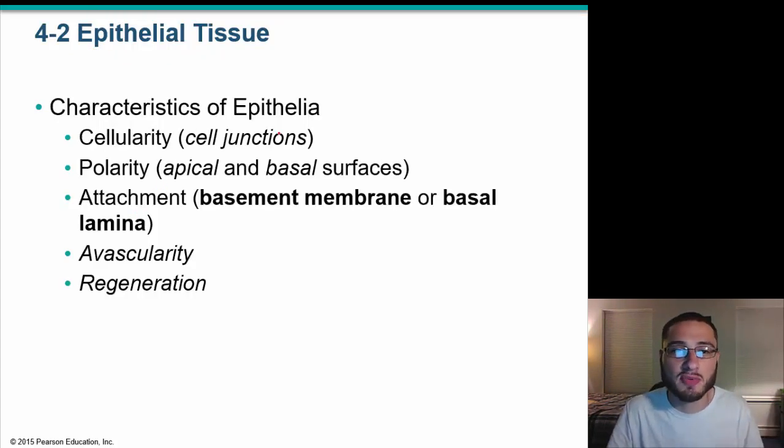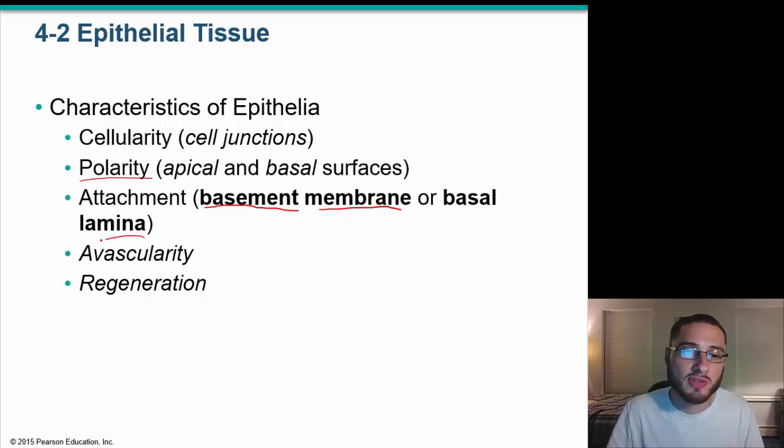So some characteristics of epithelia: you have cellularity, cell junctions, the way that the cells come together in a specific way so that they are able to function properly. You have polarity, apical versus basal surfaces. So with epithelia, there's always a top and there's always a bottom. With the skin, there's always the outer portion and the inner portion. So that's what it means by polarity. Attachment: it's attached to this lower layer, which is often called the basal membrane, the basement membrane, or basal lamina.